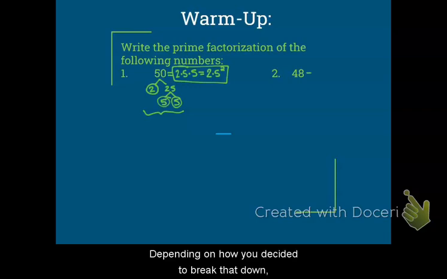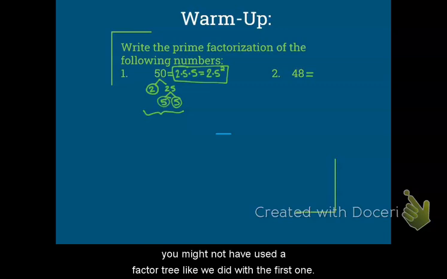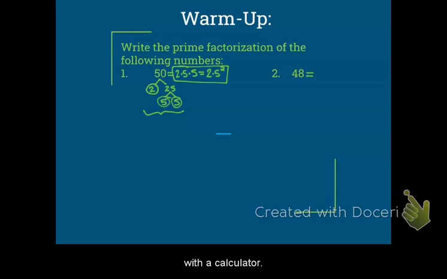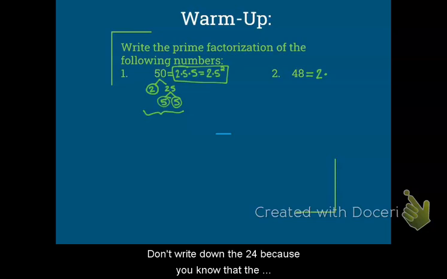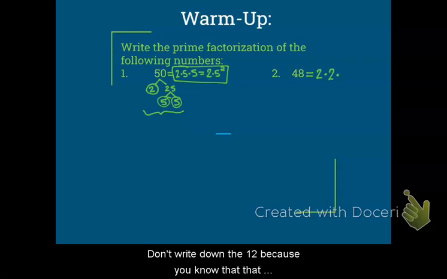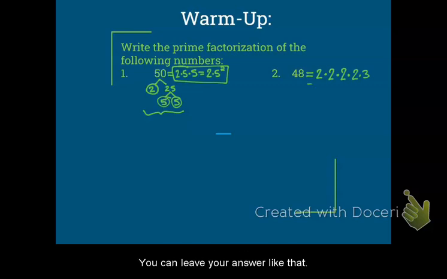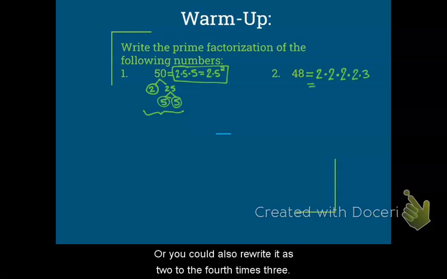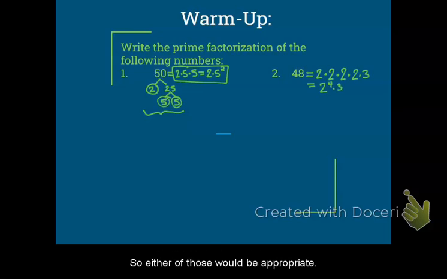Depending on how you decided to break that down, you might not have used a factor tree like we did with the first one. You may have done this in your head or aided with a calculator. Maybe you said, oh, well, this is 2 times 24. Don't write down the 24 because you know that the 24 can break down. 24 is 2 times 12. Don't write down the 12 because you know that that can break down. 12 is 2 times 6, and 6 is 2 times 3. You can leave your answer like that. That looks good. Or you could also rewrite it as 2 to the 4th times 3. So either of those would be appropriate.